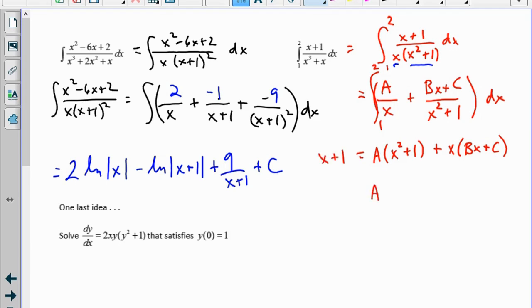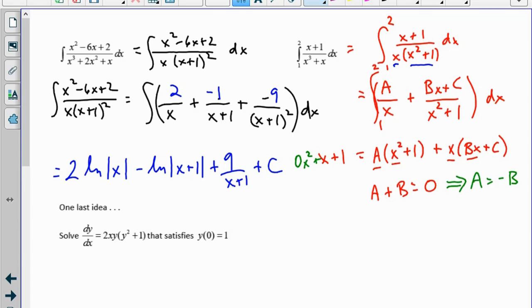So I have ax squared and bx squared, and that's going to end up equaling 0, because if I have x plus 1, that means there's a 0x squared in the front. And so ax squared plus bx squared has to equal 0x squared. So a plus b equals 0, which means a equals negative b.